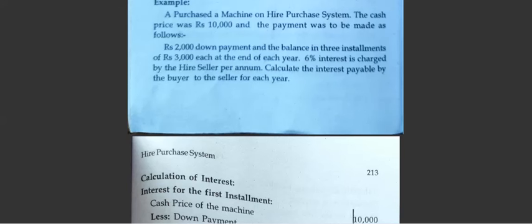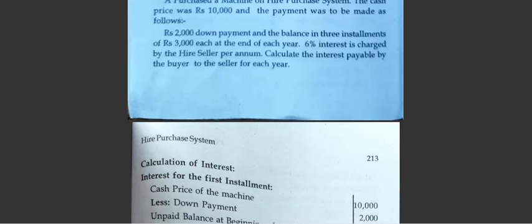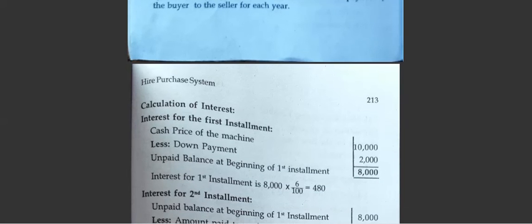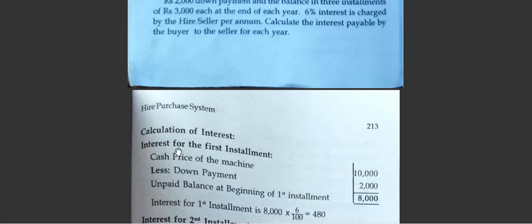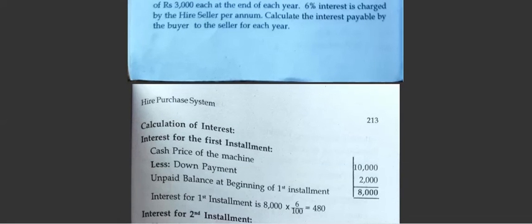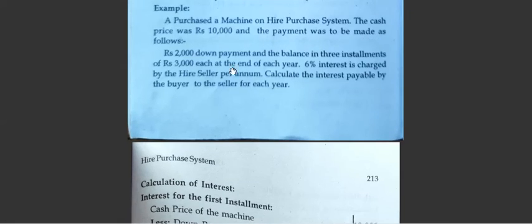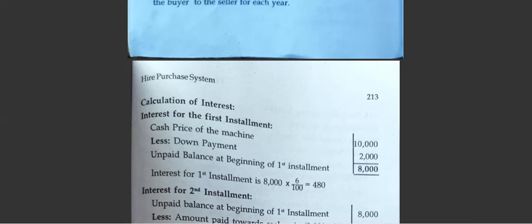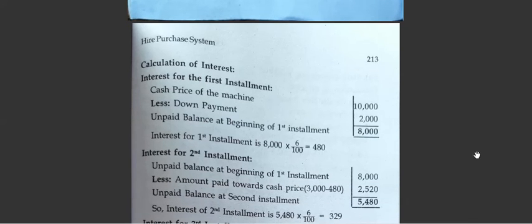See, the calculation goes like this. You have to remember the calculation; it comes in the problem itself. So, interest for the first installment. First you have to write the cash price of the machine. What is the cash price? It is 10,000. Less the down payment, which is 2,000. The unpaid balance is 8,000 rupees. So 10,000 is the cash price, less down payment, unpaid balance 8,000.